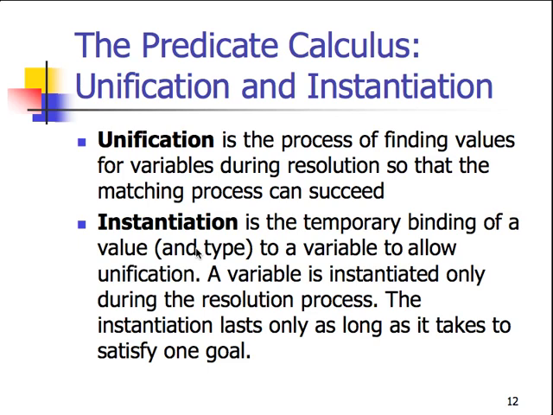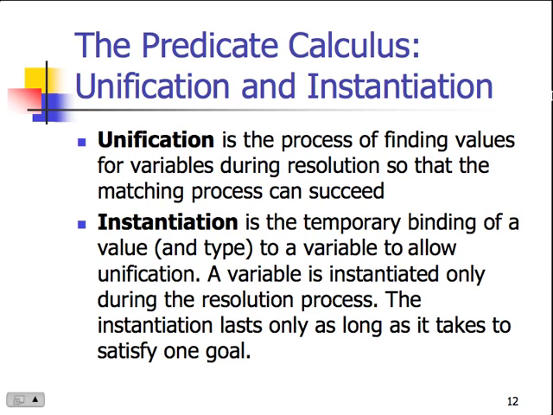Instantiation is the temporary binding of the value and a type to a variable to allow unification. So the variable is instantiated only during the resolution process. We don't really use variables like x is equal to 1 or anything like that. Instead, we take everything out of the analysis, we assign it to a temporary variable, and we use the variable so we don't have to go back through and recalculate. It's like a temporary answer. And then we compare the answer, or we do further analysis on the instantiation, and then we can figure out even more information at that point.